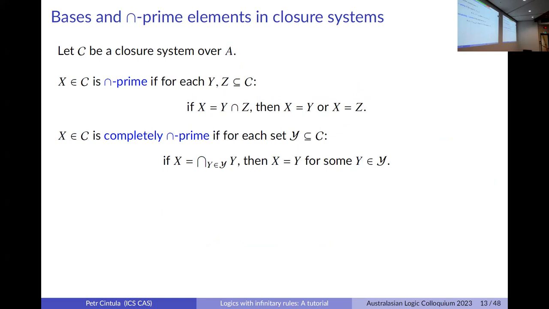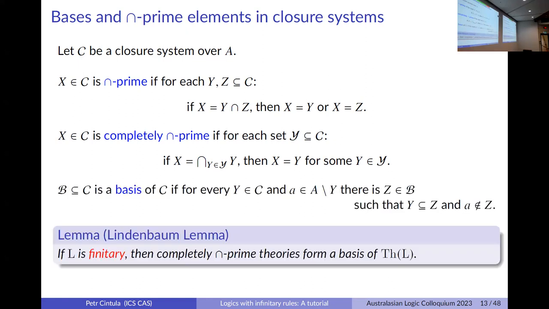We could just say meet-reducible, but as you will see for reasons that will become apparent later, it's better to call it intersection prime. If it cannot be written as an intersection of two strictly bigger things. So whenever your closed set is an intersection of two other closed sets, then it's actually one of them. There are no two strictly bigger sets which you intersect and get it. And completely intersection prime if there is no system of things which you would intersect and get to the closed set you want to get.